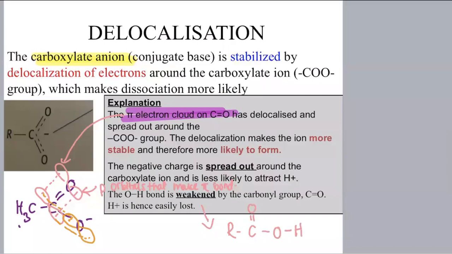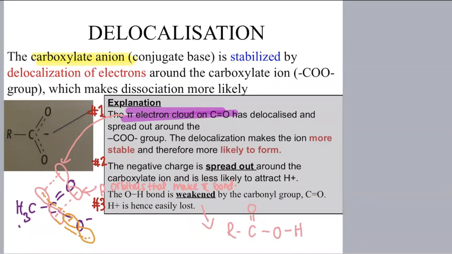So if I number them, explanation number 1, explanation number 2, and then this one is explanation number 3. The OH bond is weakened by the carbonyl group, C double bond O. H plus is hence easily lost. So explanation number 3, you have to look at the carboxylic acid, not the carboxylate ion.